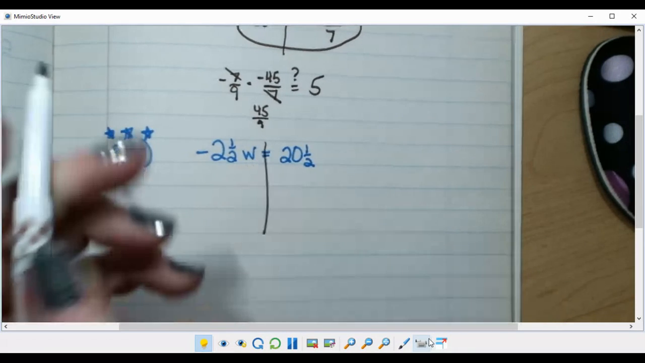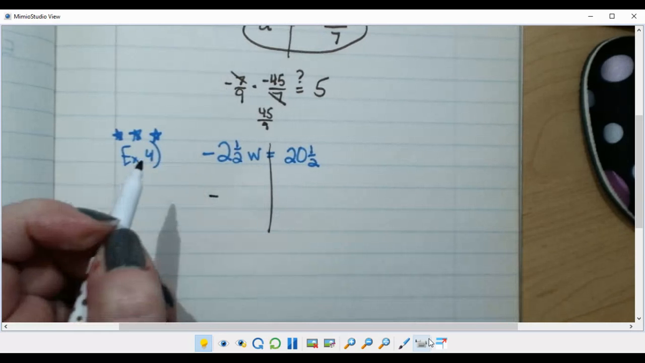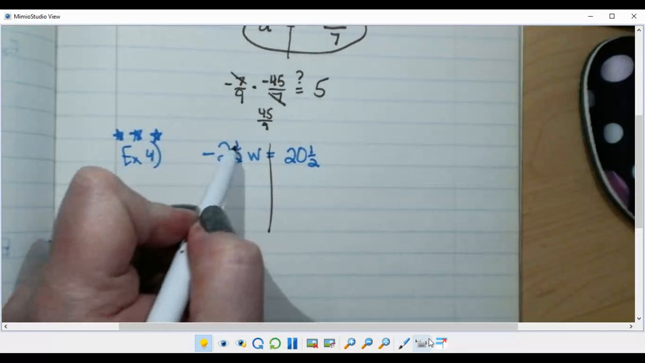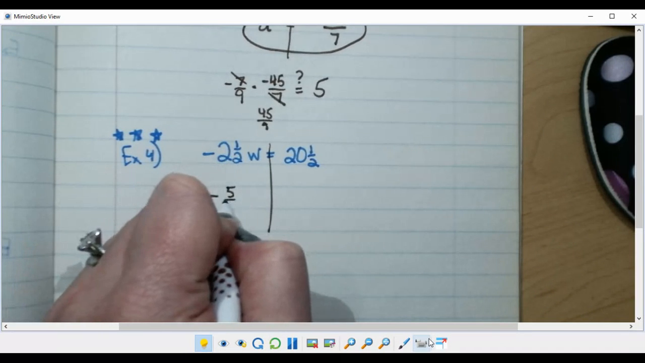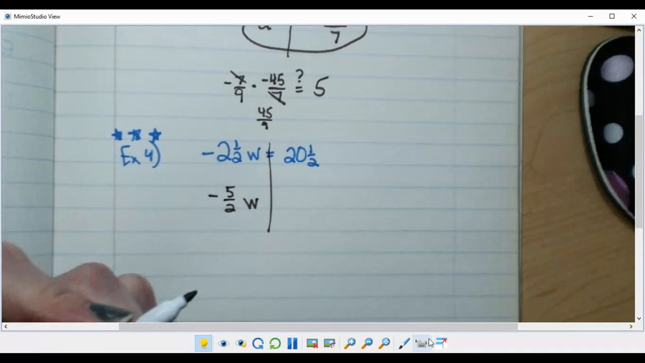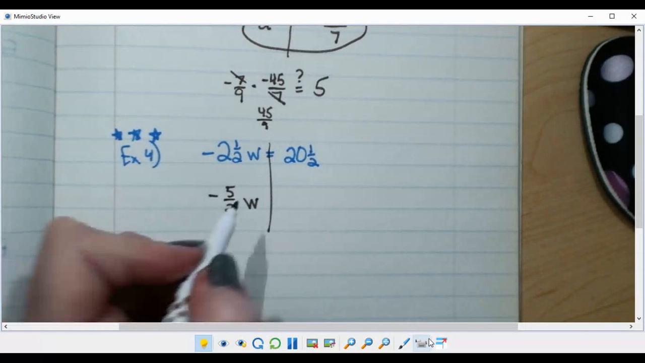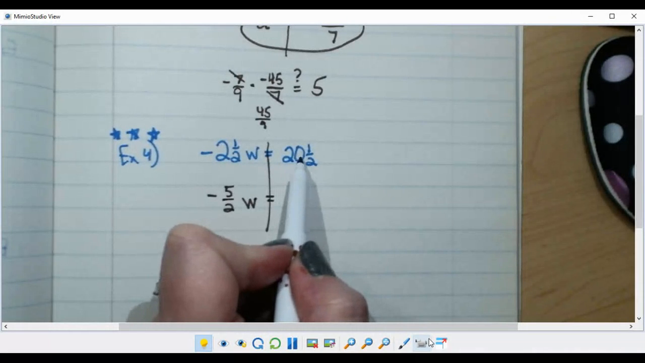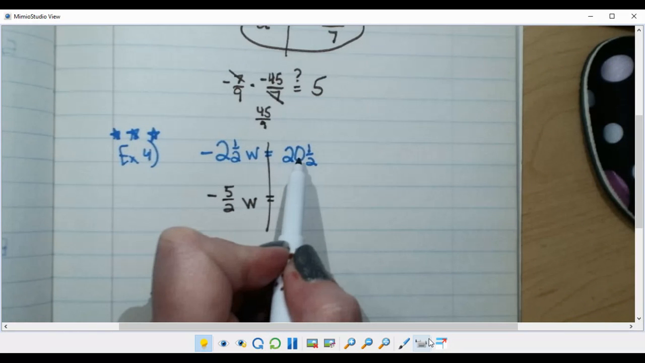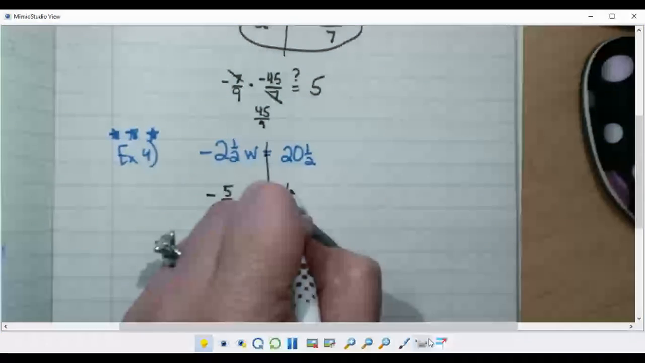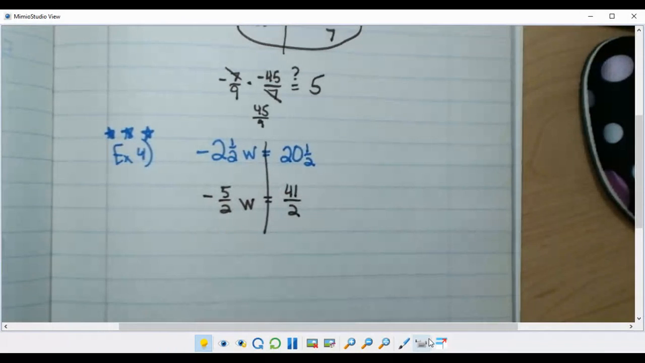Okay, so my negative sign is going to stay. We do denominator times whole number, so 2 times 2, and then add the numerator. 2 times 2 is 4, plus 1 is 5. Keep the denominator, and keep the variable. So I haven't really done any calculations yet. I'm just switching forms. All right, let's do it over here. Denominator times whole number. Sorry about that. Add the numerator. 20 times 2 is 40. 40 plus 1 is 41. Keep the denominator.